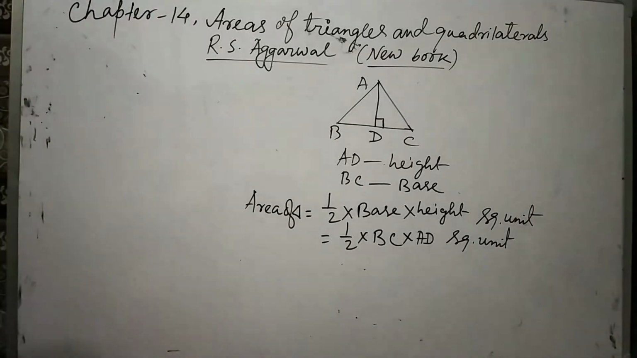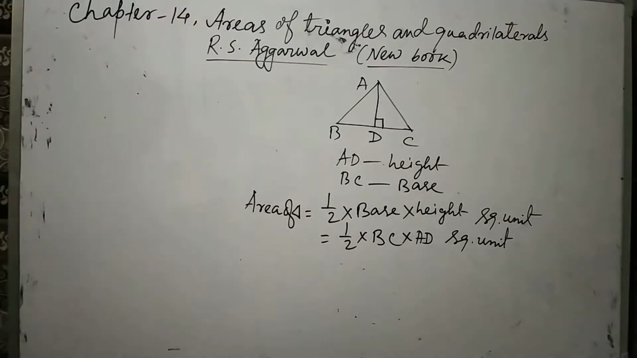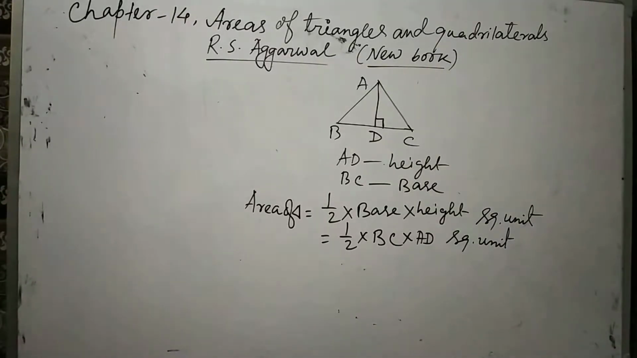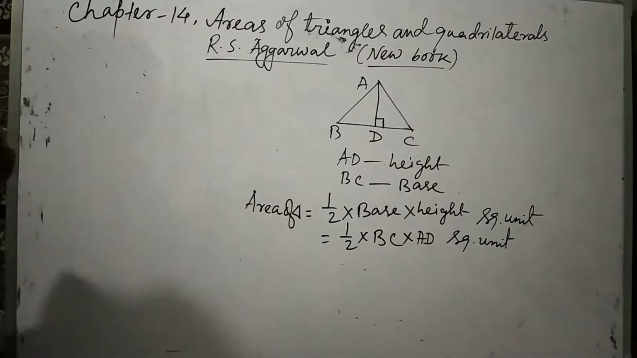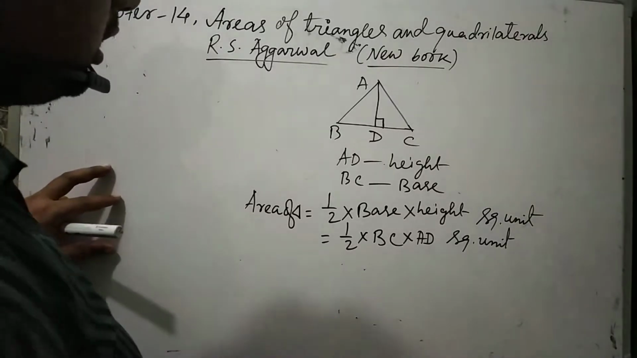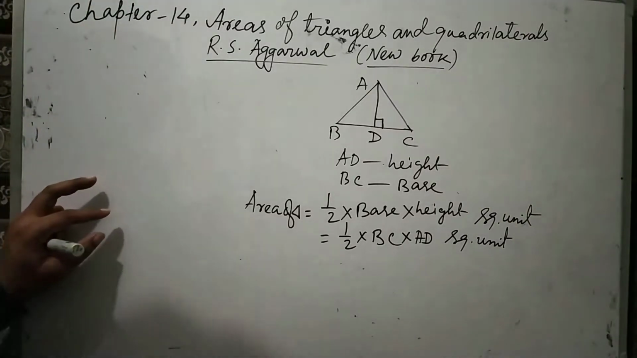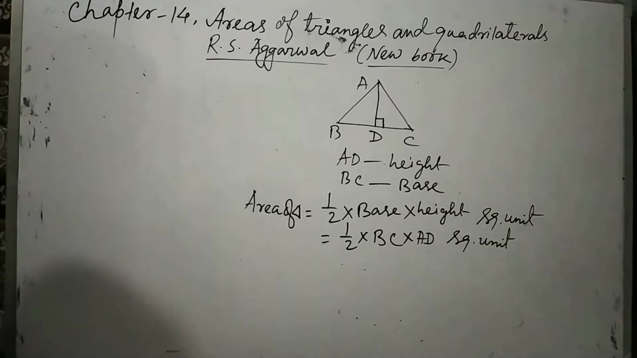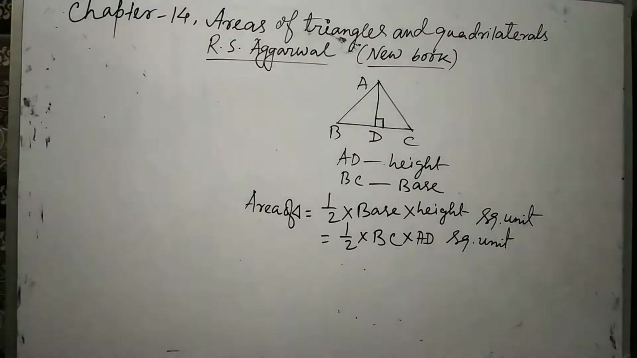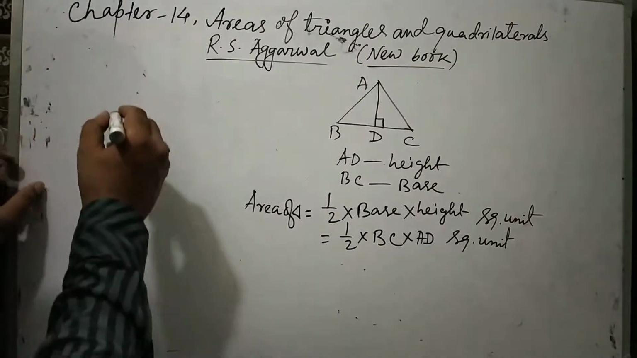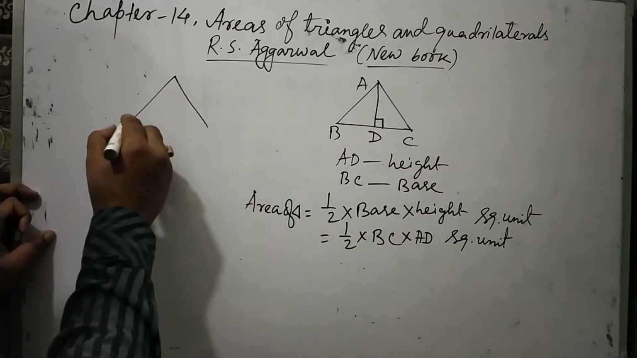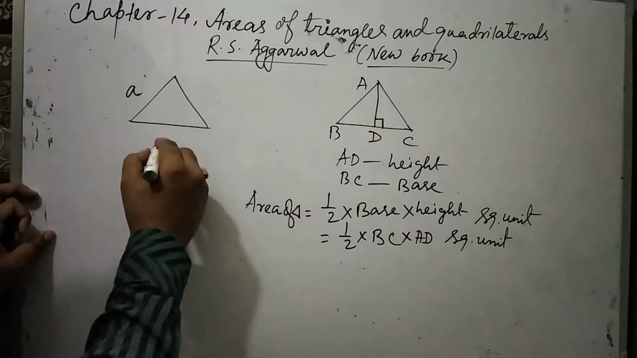because always area comes with square unit. This is a general formula which we have already done in our previous classes, in junior classes. In class 7 also we did another formula to find out the area of a triangle where the height is not given, but you know the length of all the three sides.